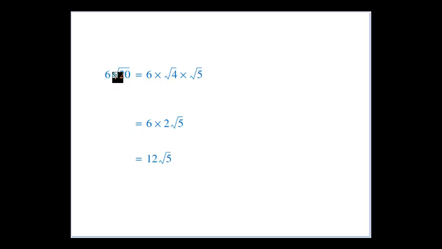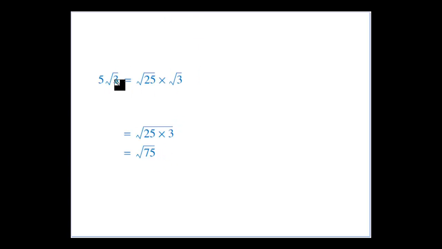Again, we've got 6 times the root 4 times the root 5, because we've broken 20 up, since we've got a perfect square of 4 that is a factor of 20. Again, if I don't have any perfect squares, I can't simplify it. So that gives us 2 times the root 5, and 6 2s are 12. So 6 root 20 can be simplified to 12 root 5.